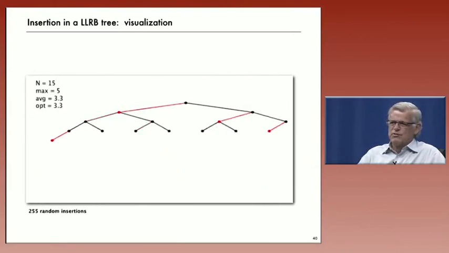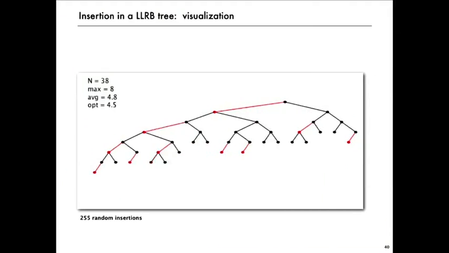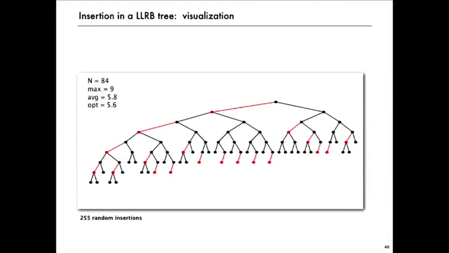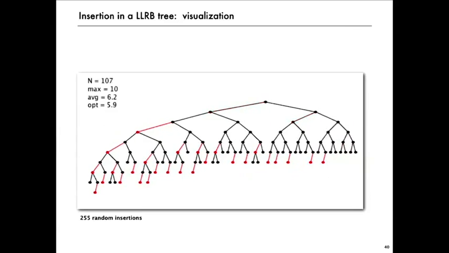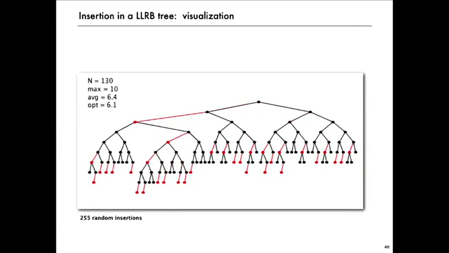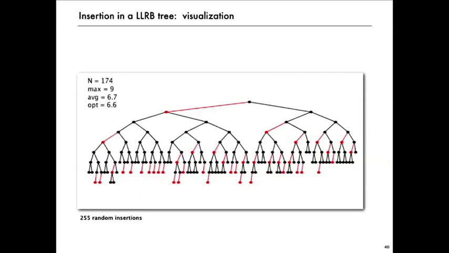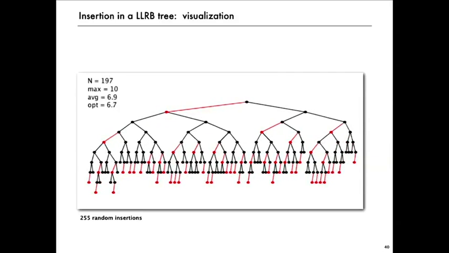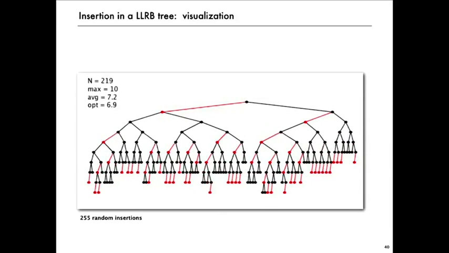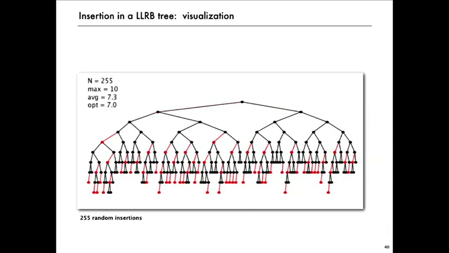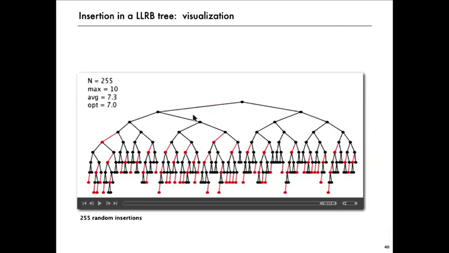This is just for random insertions. The tree stays very balanced. It's guaranteed that the longest path, which is alternating red and black, can be no more than twice as long as the shortest path, which is all blacks. And so in this case, the longest path is 10, and the average path is 7 for 255, very close to log base 2 of n.